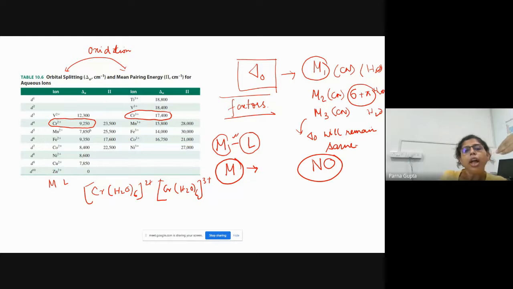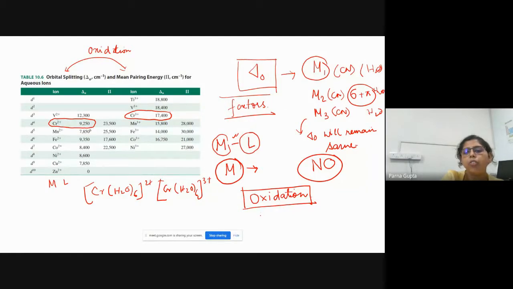Now you can understand that even if the metal is the same, even if the ligand is the same, it depends on the oxidation number. So oxidation number changes del 0. So if we now look at the different oxidation numbers, what does it change? It changes the radii.